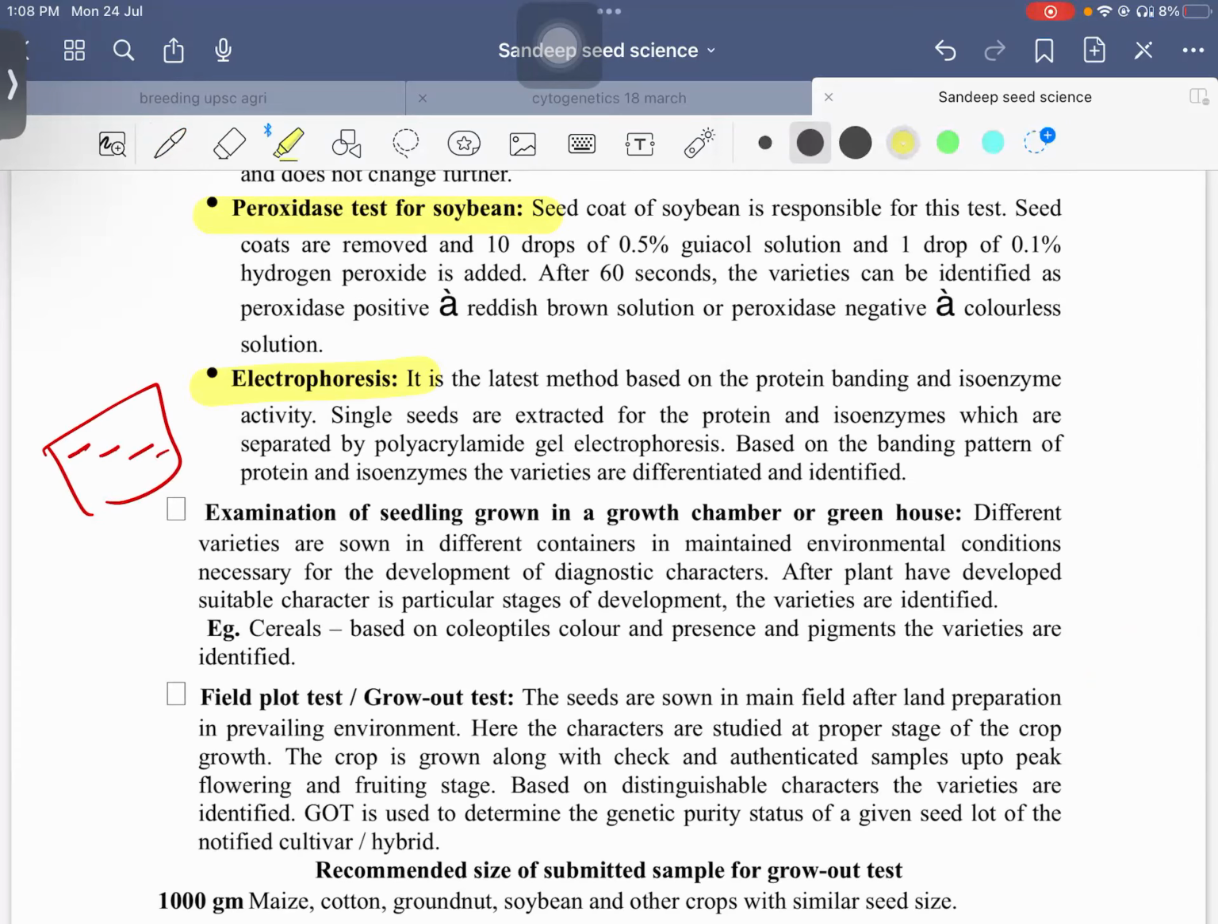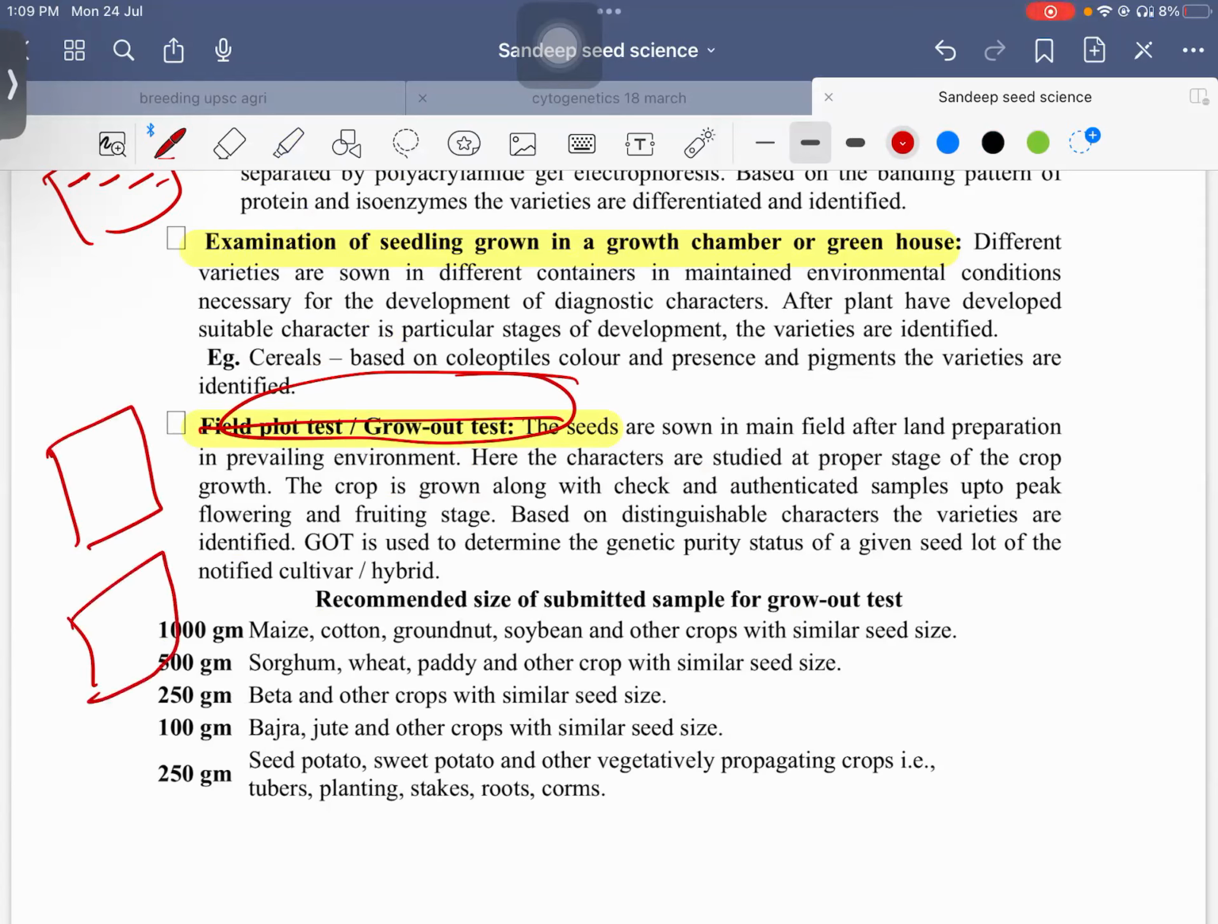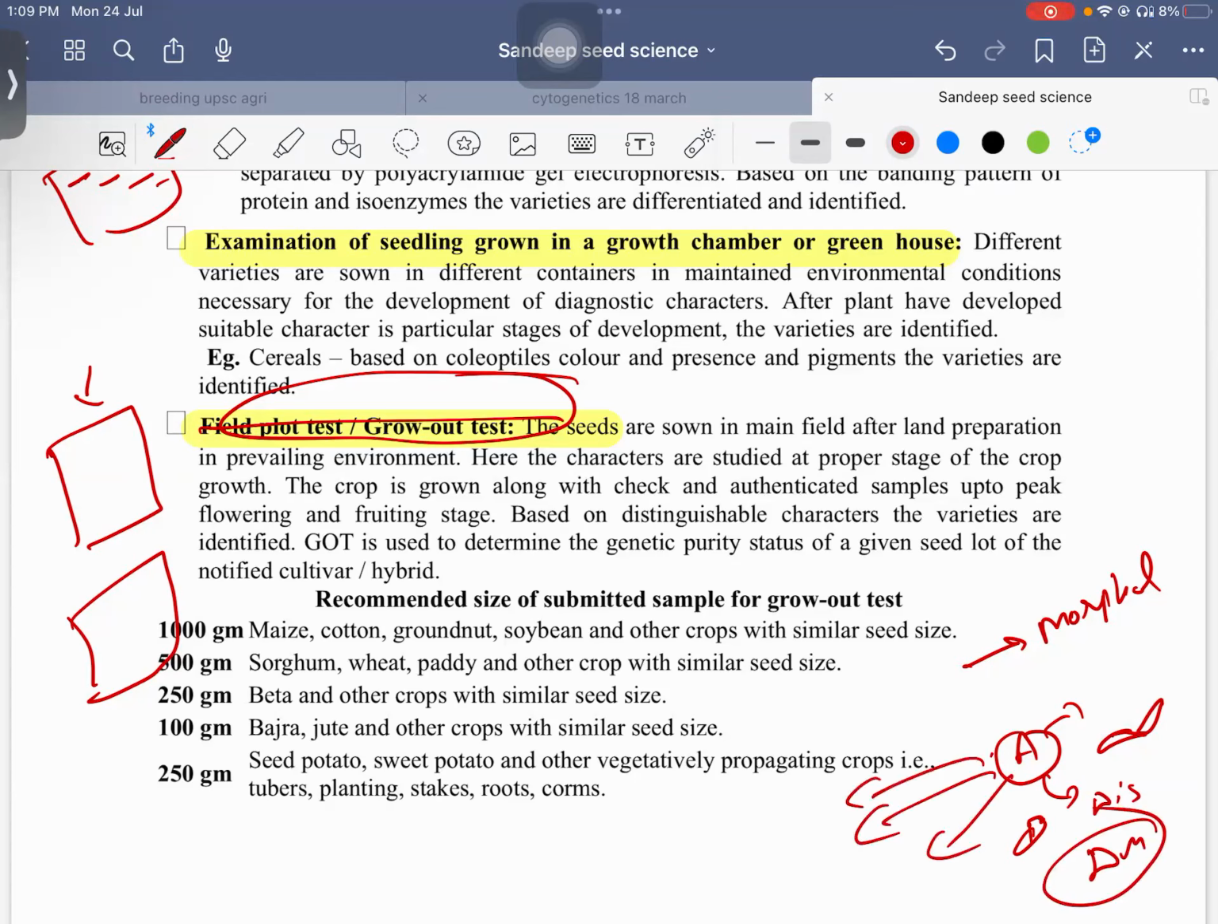Next, you can also do it in a greenhouse chamber. And this is very important: the field plot test, or grow out test. What we do is grow a genetically superior variety in the field, and based on field observations, which may be morphological, we differentiate. Say I have developed a variety A, where the awns will have a different shape, or this variety is disease resistant to downy mildew. Then I will check for that. Like that, we are able to differentiate a cultivar. That is the basis of the grow out test.